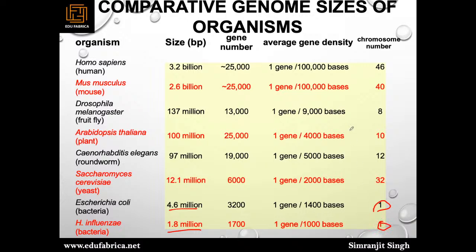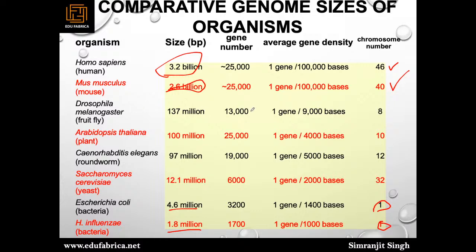But as we compare human and mouse, they are almost similar, 46 and 40 chromosomes. And the size in base pairs is also comparable, 3.2 to 2.6 billion. So that's why we use the mouse as a model for the human, in order to carry out various experiments and find out the diagnostics of various diseases, because it's similar to the human.